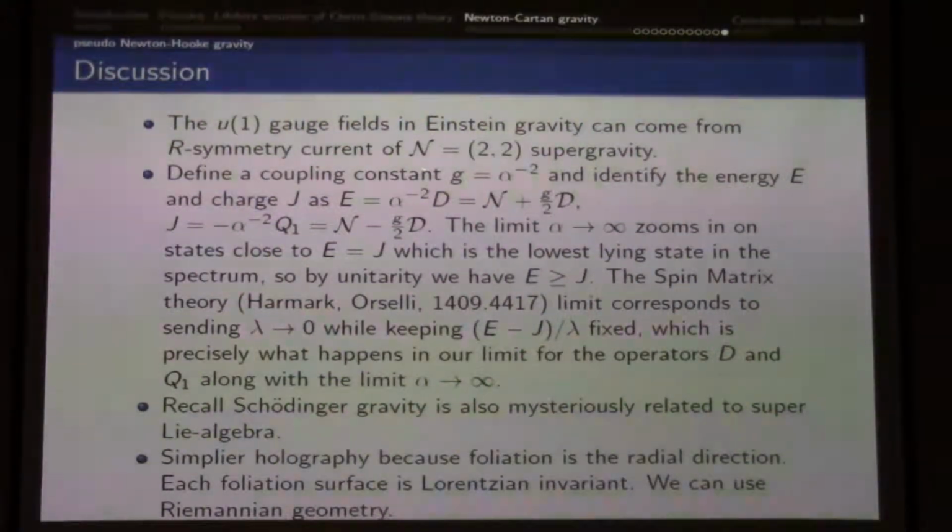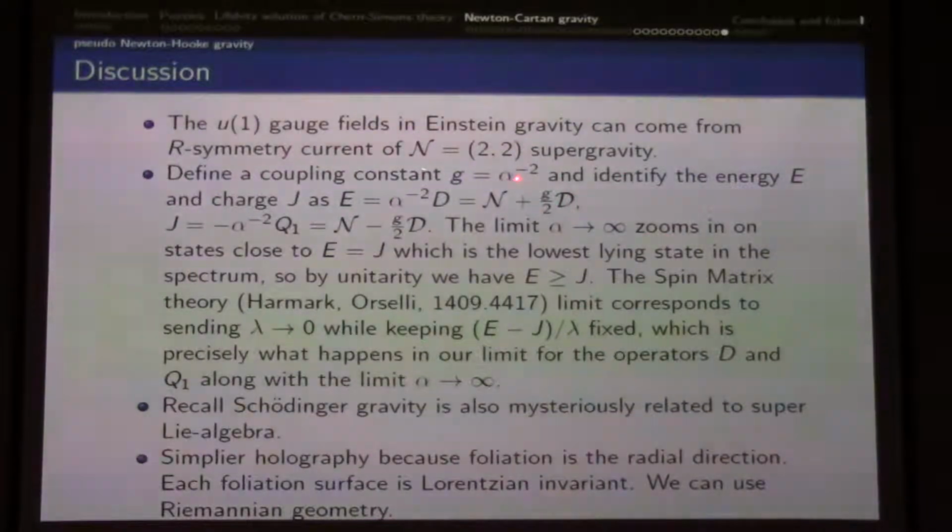And one more discussion I want to add to this is, how should I understand this U(1)? If I want to embed everything into string theory, one of the candidates for this U(1) gauge field might be the R-symmetry currents in some supergravity. You think of this alpha as some gauge coupling in this gauge field theory, and you can identify the energy as the eigenvalues of this dilatation generator, and you can also identify the angular momentum with the U(1) charges, up to some scaling. You can see from the Newton-Hooke perspective, E is always bigger than this J. So this looks like a BPS bound for this superconformal field theory.